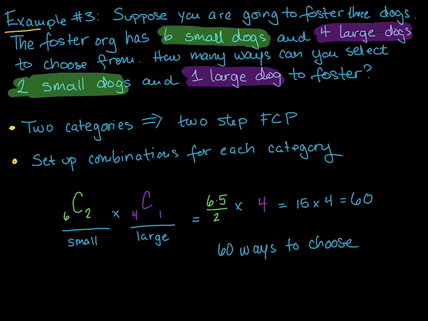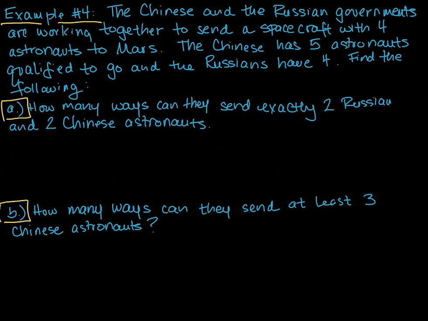All right, so first it's the fundamental counting principle, right? So we have the FCP where we have small and large, and then our categories are small versus large dogs, of course.